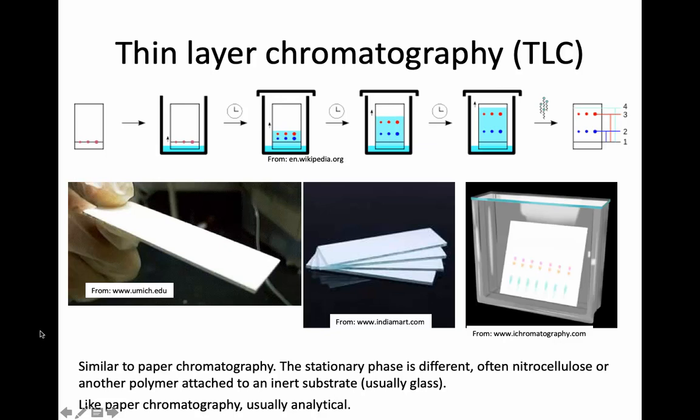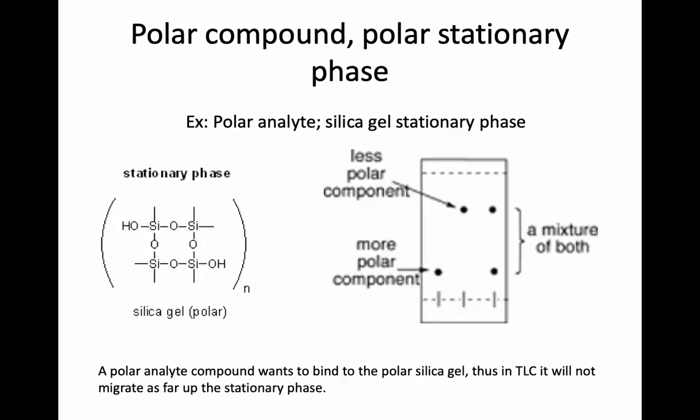As I said, like paper chromatography, this is just for analytical purposes. An example of thin layer chromatography that is widely used. It's basically leveraging separation based on polar properties of your molecule and of your stationary phase. So often people use silica gels as your stationary phase.